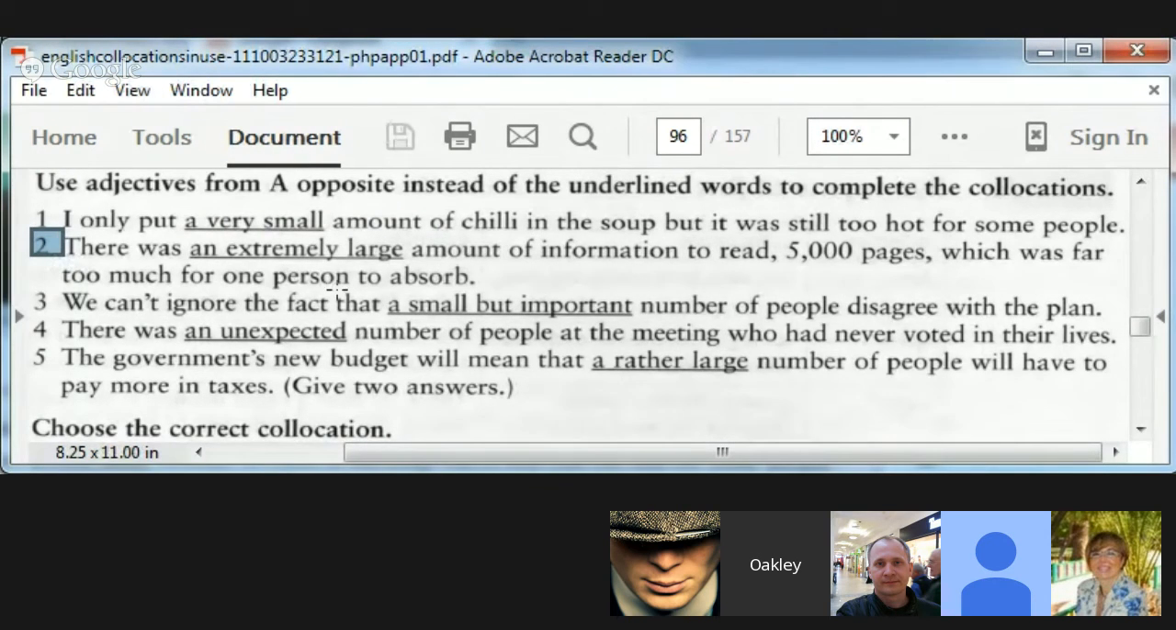Okay. There was an extremely large amount of information to read, 5,000 pages, which was far too much for one person to absorb. Okay. What do you think? Extremely large amount. I think maybe a huge amount. I think that works. Certainly. Or okay, a lot of amount. No, you would not say a lot of amount. That is awkward.